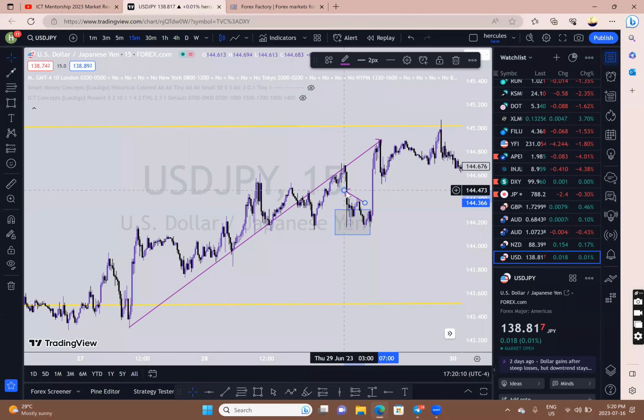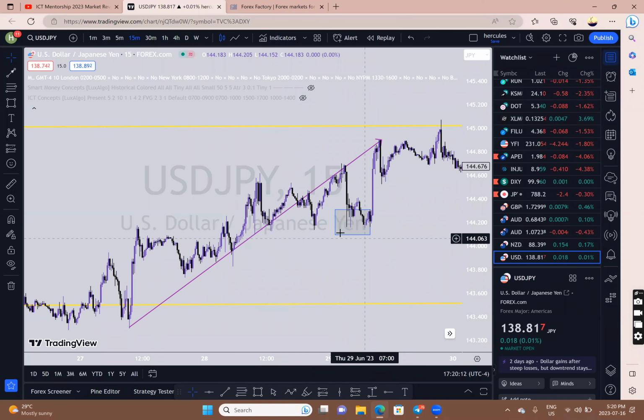That's why liquidity is important, because if there's lots of wick movement, what is the market telling you? The market is telling you that it's going to reverse, essentially.